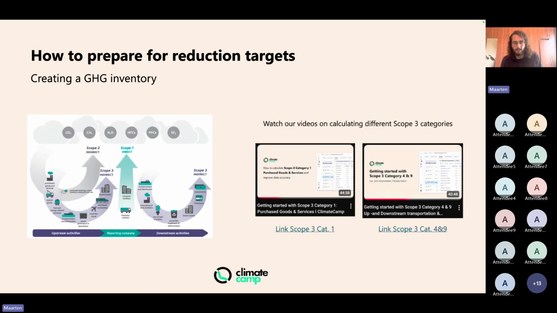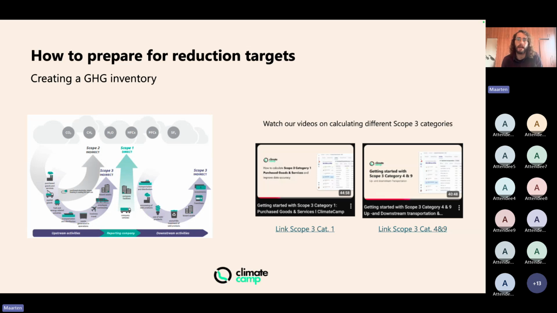Now, let's start with thinking about setting reduction targets. The first step is creating a GHG inventory. Now, this is a webinar topic in and of itself. That's why I have linked webinars I've given in the past on calculating scope 3 category 1 purchased goods and services. I've also done scope 3 category 4 and 9. We also help our companies with GHG inventories.